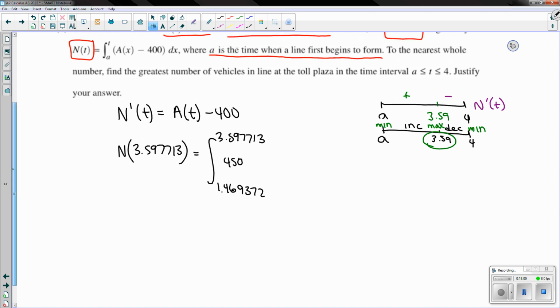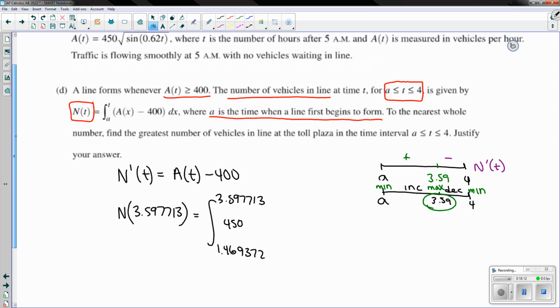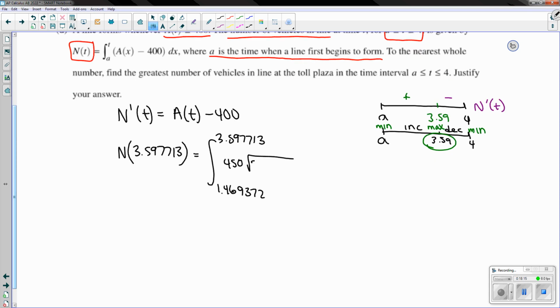450 square root of sine 0.62 minus 400. Let's make sure I copy this down right. And this is in terms of x in this case, dx. So this is the computation we're going to make now to determine what this max value of vehicles is. And when we make this computation, we're going to find out that it comes out to be 71.254.